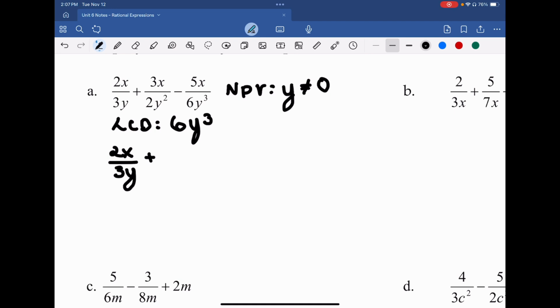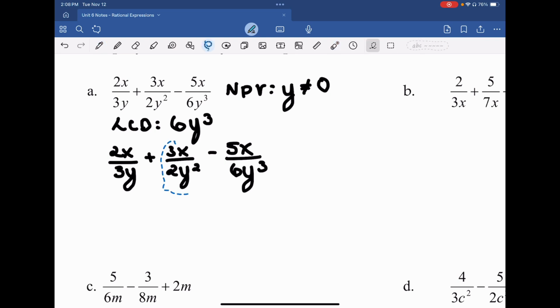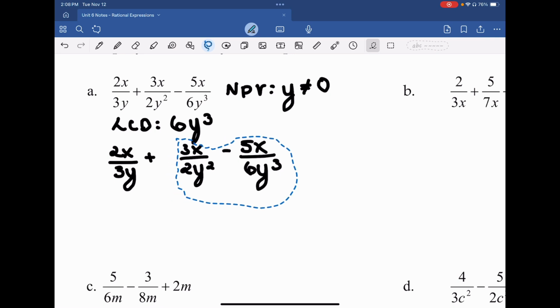So I write this as 2x over 3y plus 3x over 2y squared, minus 5x all over 6y cubed. Awesome. Okay, now with these ones, when we know we have to multiply them, I'm just going to give each of these coefficients a little bit of space, and you're going to see why in a second. I don't want to take the y with it. When we're dealing with these types of problems, we want to give a little bit of space as the coefficient, because we want to be able to put in a fraction of multiplying and dividing.